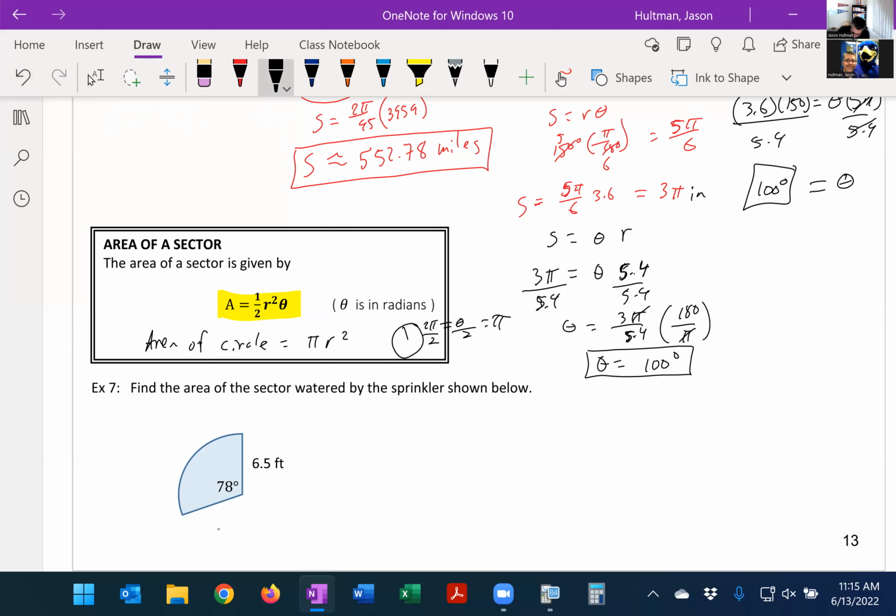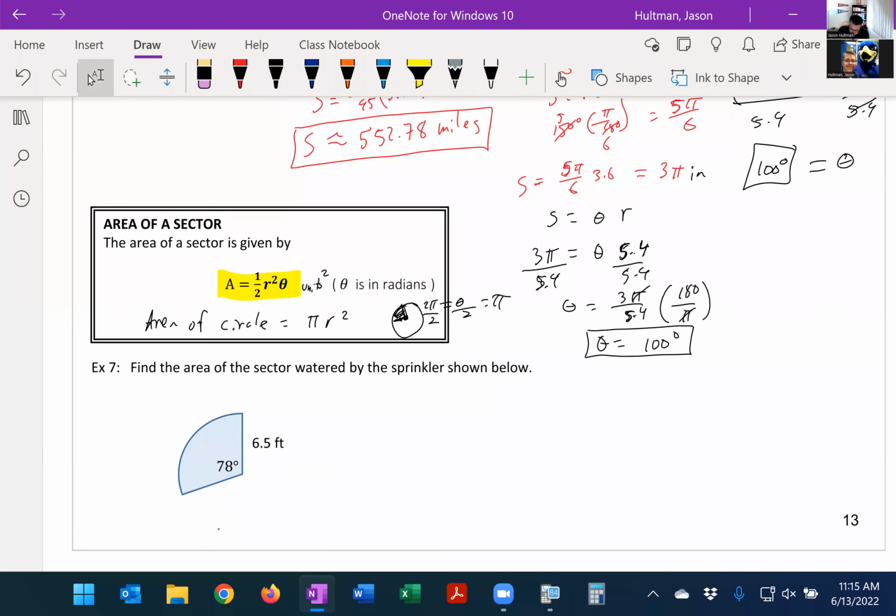So if I'm looking for a little slice of this circle, I can use the radian measure of the angle to give me the area of the slice of circle. And keep in mind that this is going to be square units because it's area. The units will be squared.